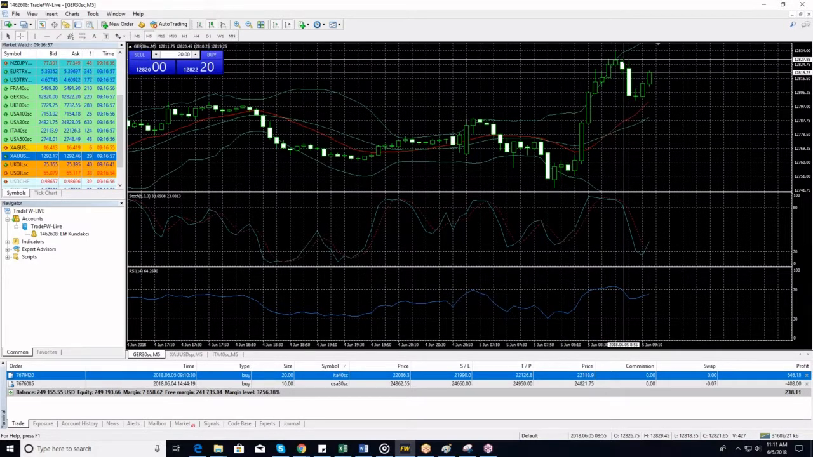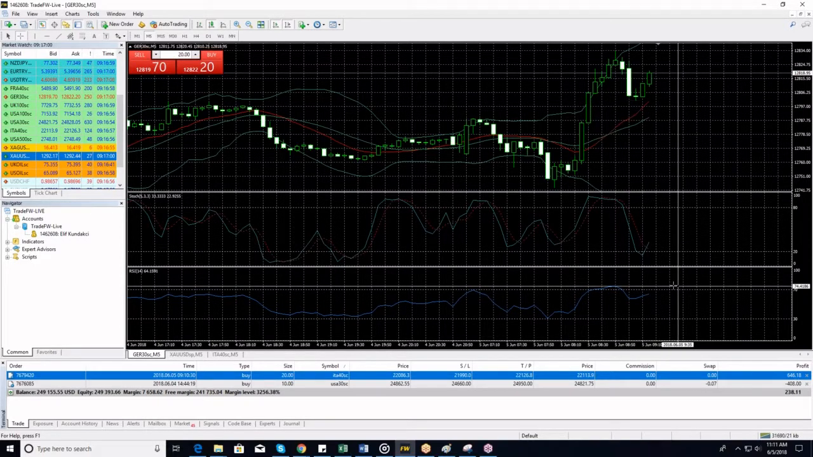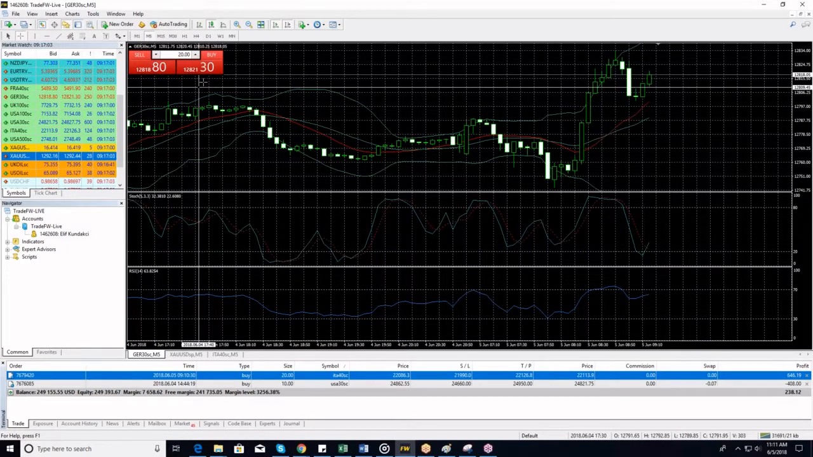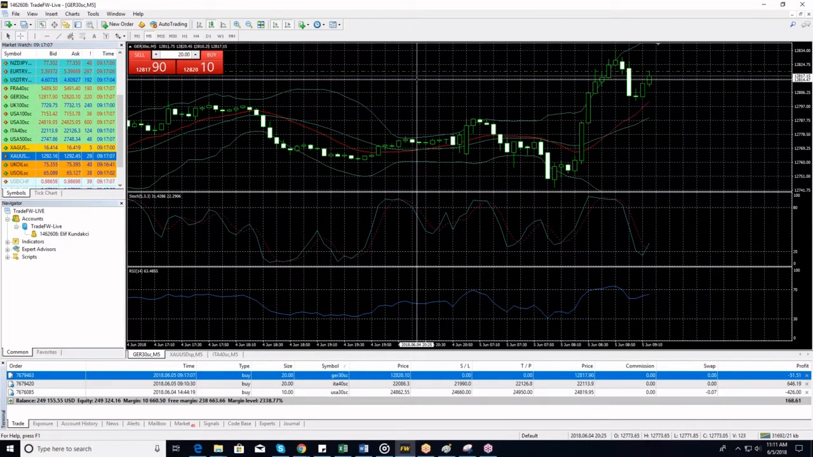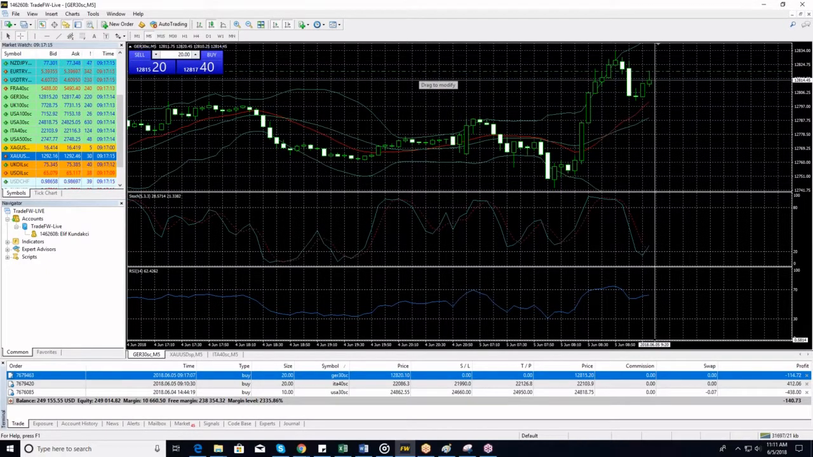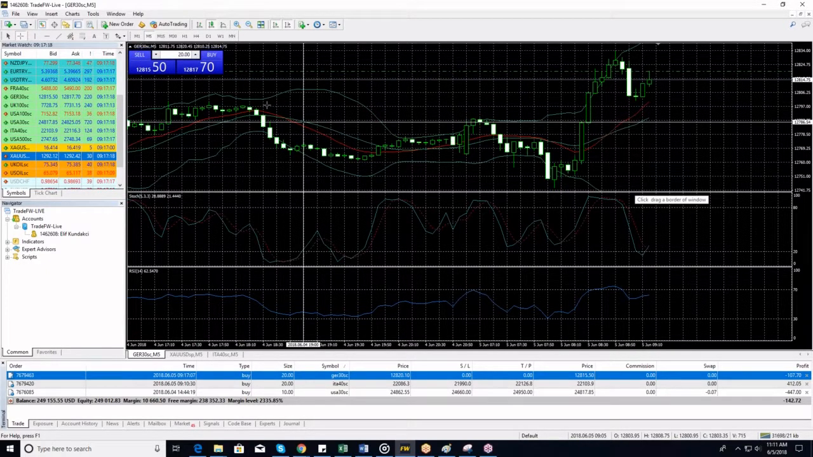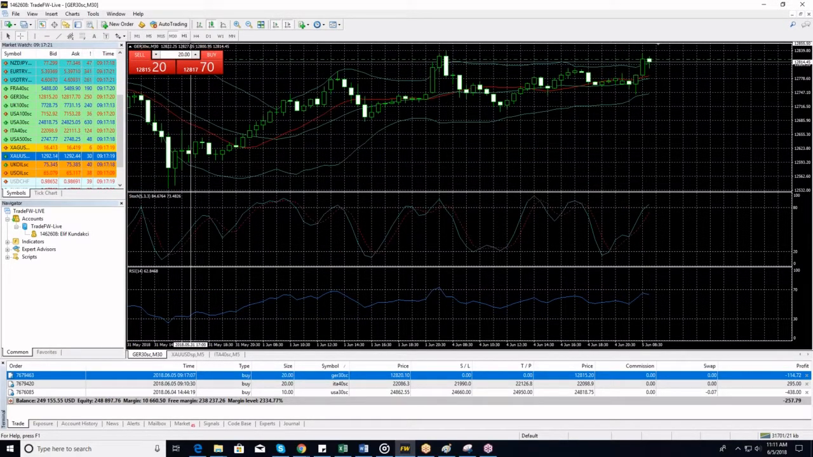Oh, I see already. We have the entry point. You see over here, we had a crossover on DAX. I enter the DAX position, and I just bought 20 lots of DAX, and let's see where we put our target prices. For that, I will go to a bit bigger chart to see and put our target price.